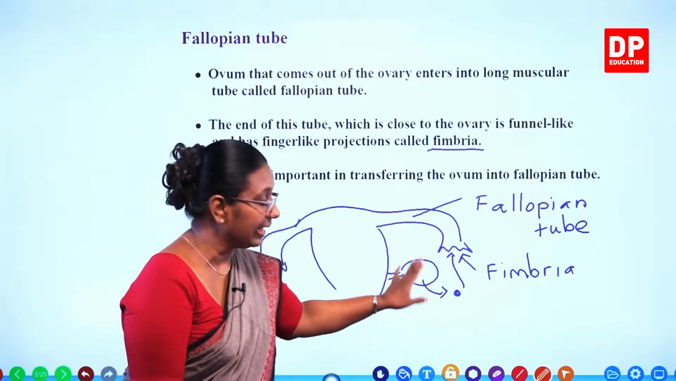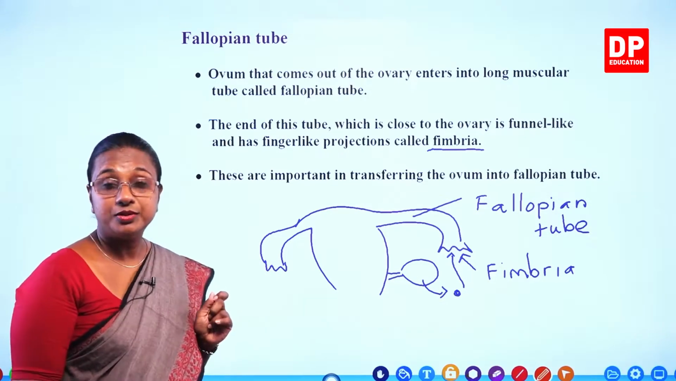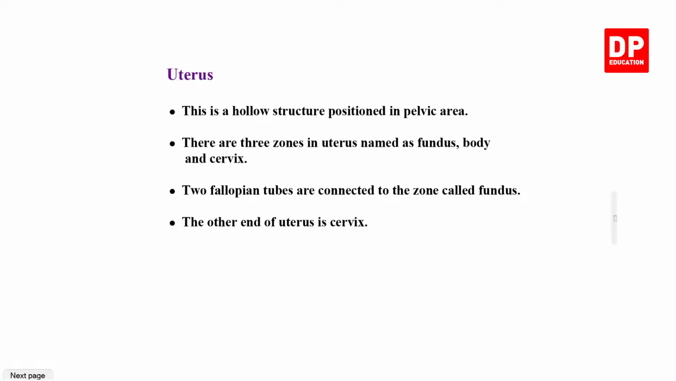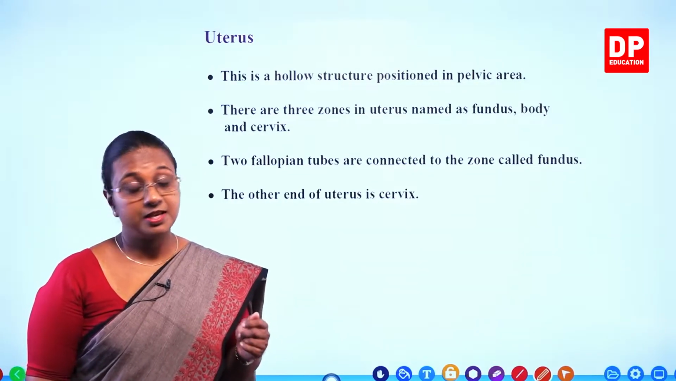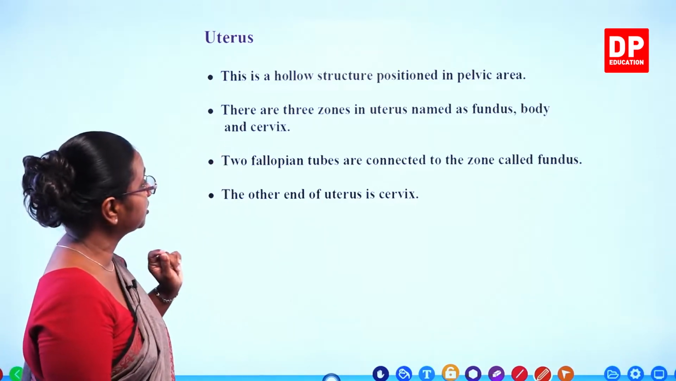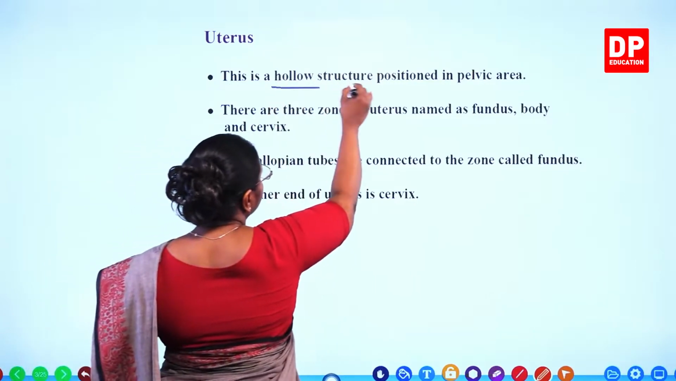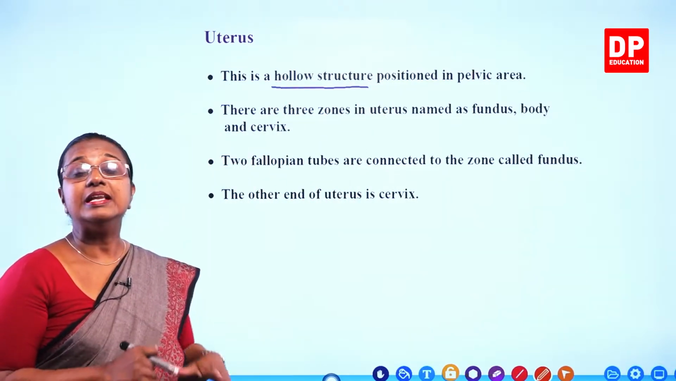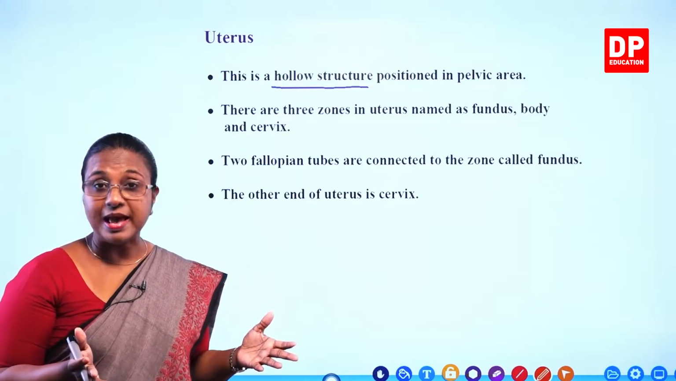So, I explained that process to you. With that, I will move on to the next structure, the uterus. Normally, we call it the womb. This is the structure in which the fetus develops. If we look at the structure, this is a hollow structure positioned in the pelvic area. Why do we call it hollow? Hollow means it is like a sac-like or bag-like structure. It can expand as well.